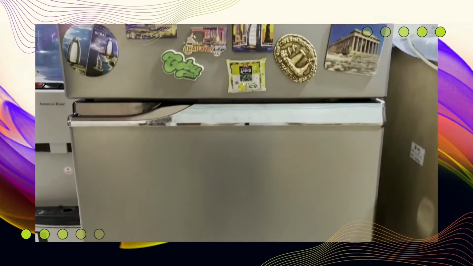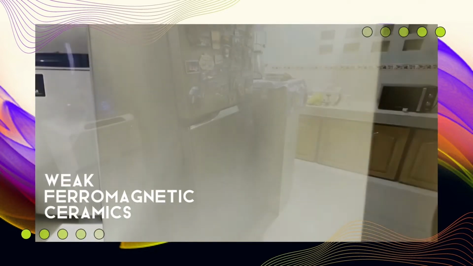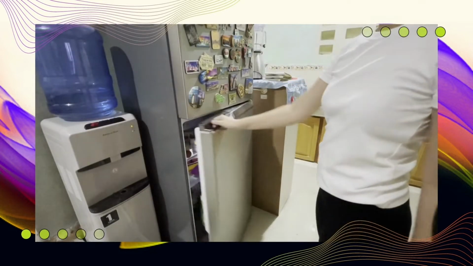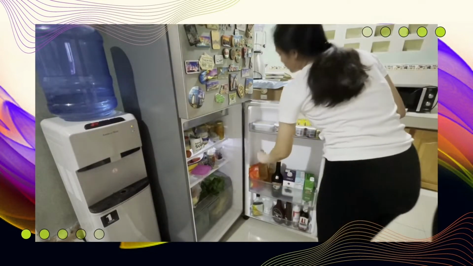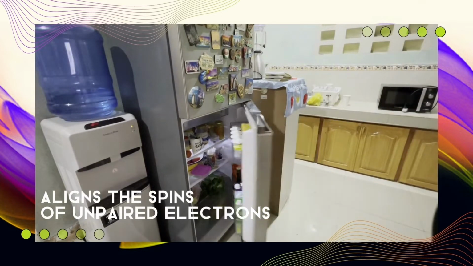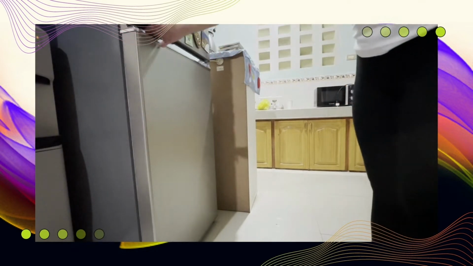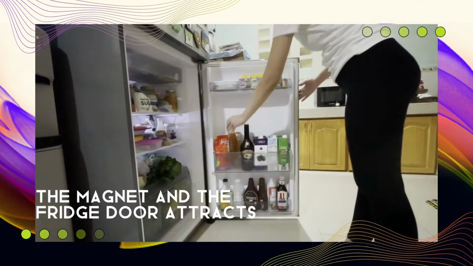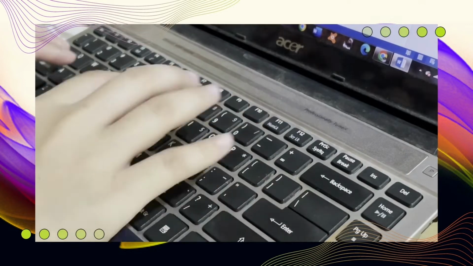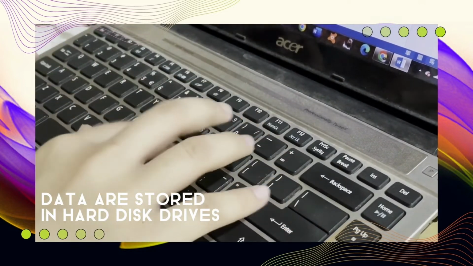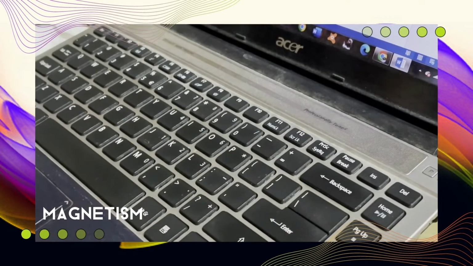Have you wondered how the refrigerator functions? Such as how the refrigerator door remains closed. The weak ferromagnetic ceramics like barium ferrite or strontium ferrite present in the fridge magnet align the spins of unpaired electrons in metal atoms in the fridge in such a way that the magnet and the fridge door are attracted to each other. Therefore, this force keeps the door closed anytime. How about in computers? Well, data are stored in hard disk drives on the basis of magnetism.